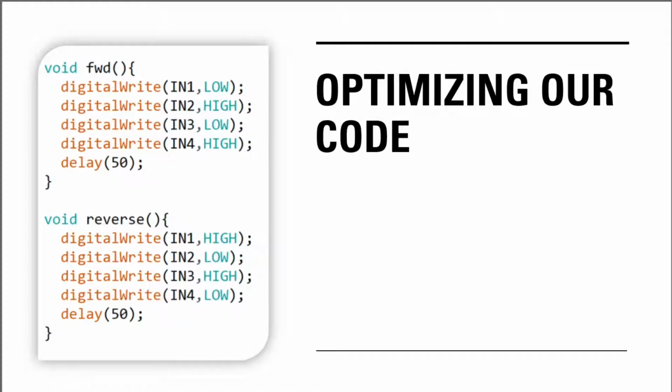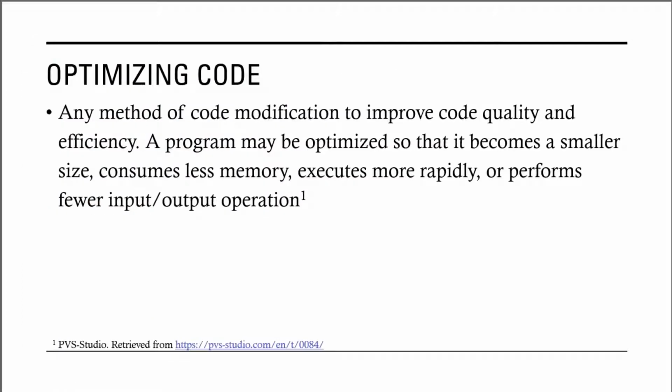Hello everyone. In this session, we are going to optimize our code. Optimizing code is done to improve code quality and efficiency. A program or code may be optimized so that it becomes smaller, consume less memory, execute more rapidly, or perform with fewer input and output operations.